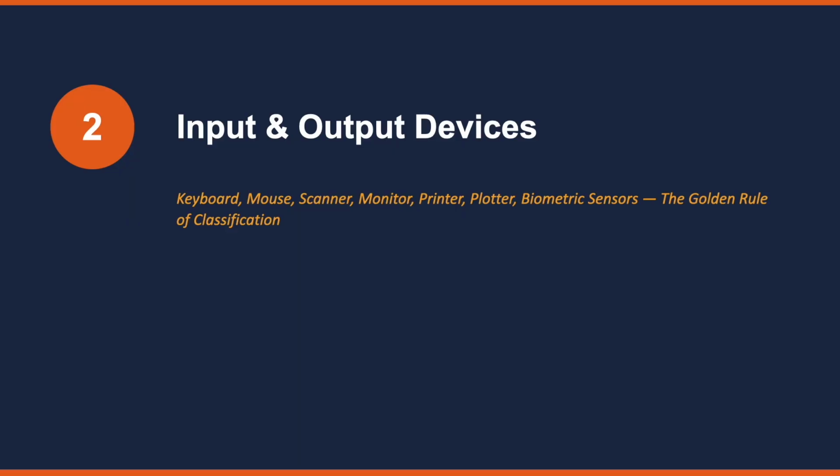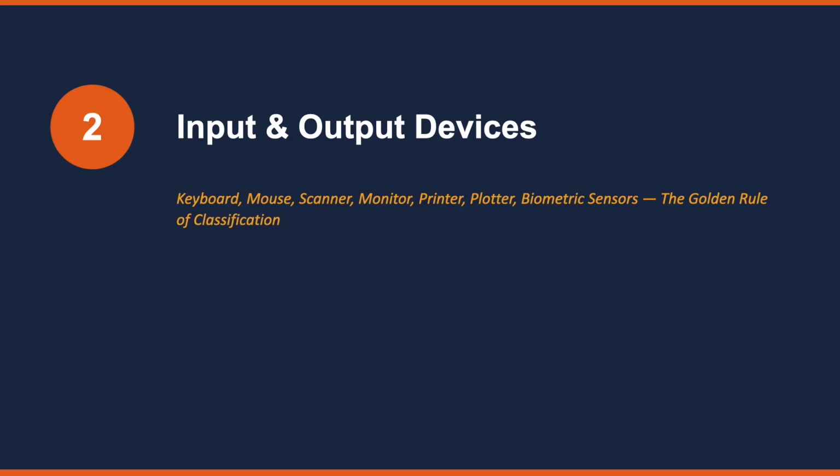Topic 2: Input and Output Devices. This topic looks like the easiest one, but SSC sets the most traps here. Before we look at any device, let me give you a golden rule that you must never forget. Any device that sends data into the computer is an input device. Any device that takes data out of the computer and shows it to you is an output device.